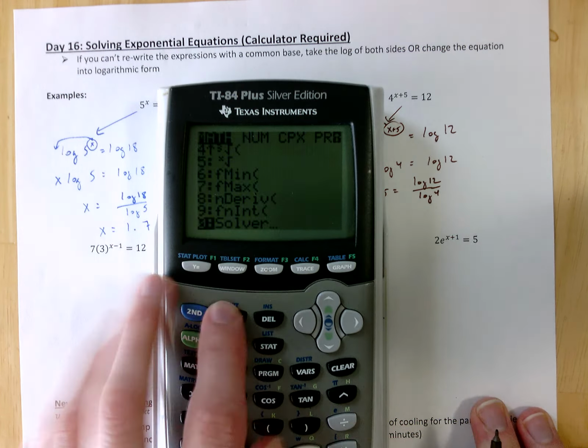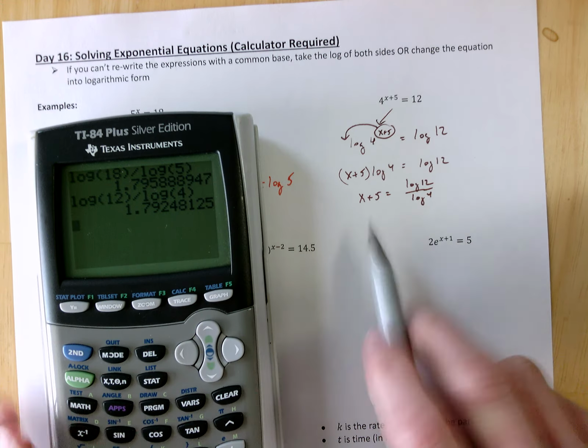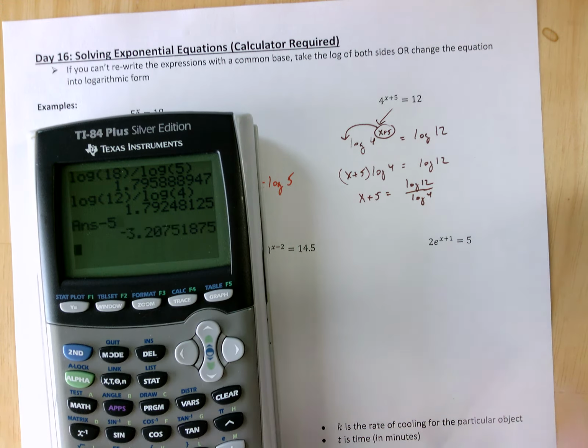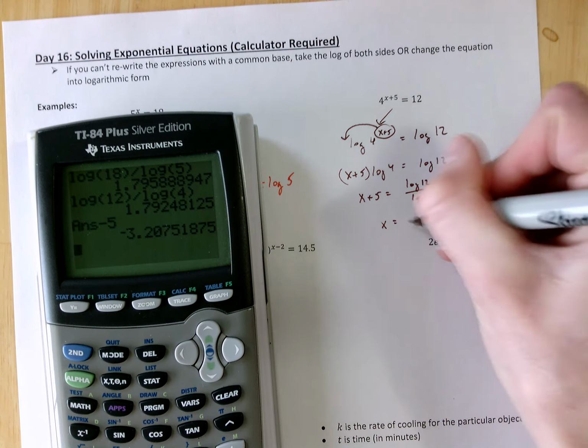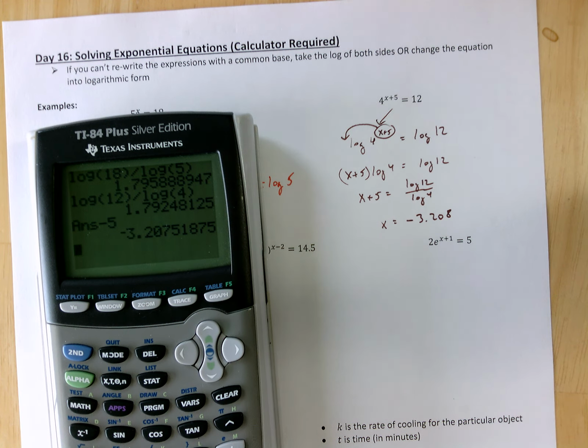And then from there, I can go to my calculator. So log of 12 divided by log of 4. And then obviously, I'm going to have to subtract 5 from both sides. So minus 5, so x equals negative 3.208. Okay, so that's how I would approach that one.